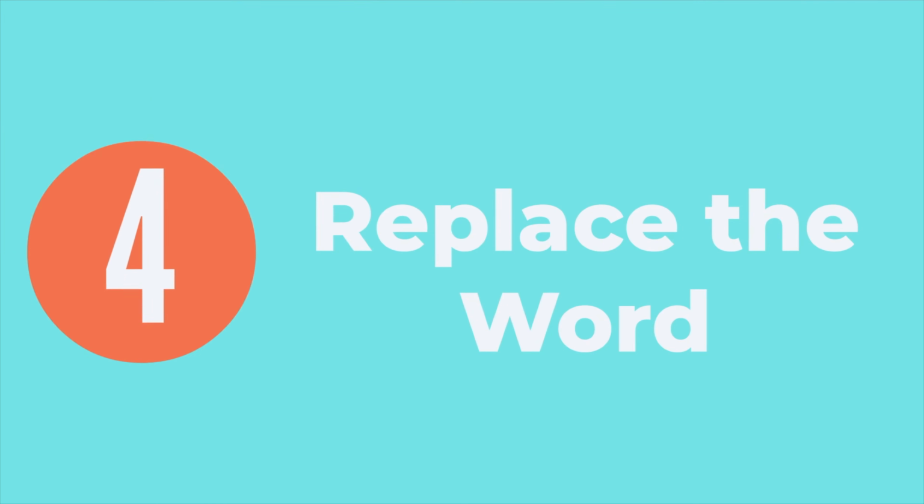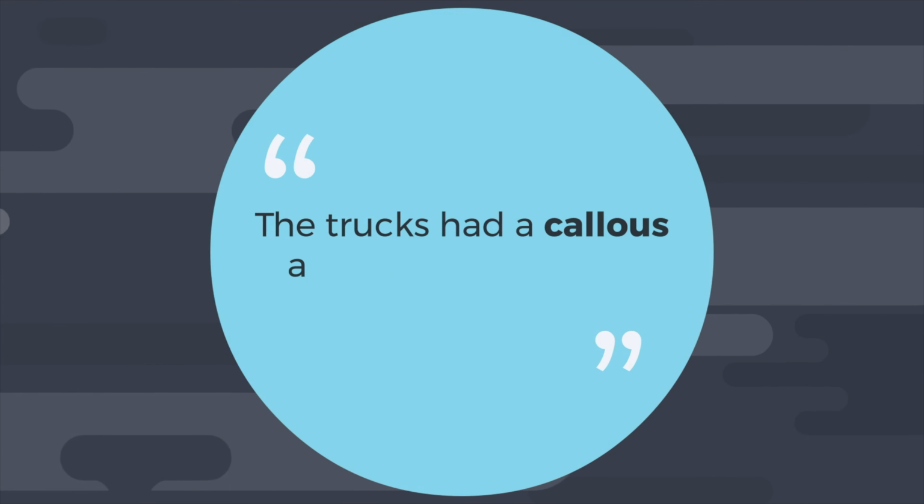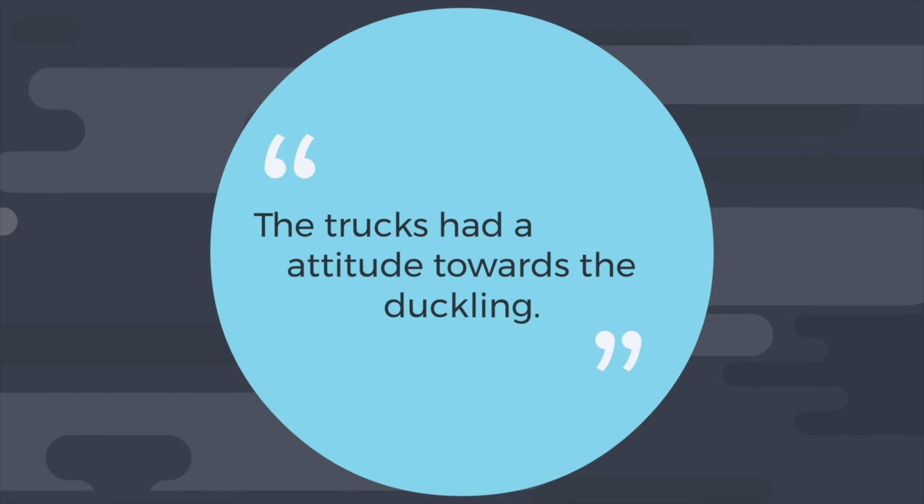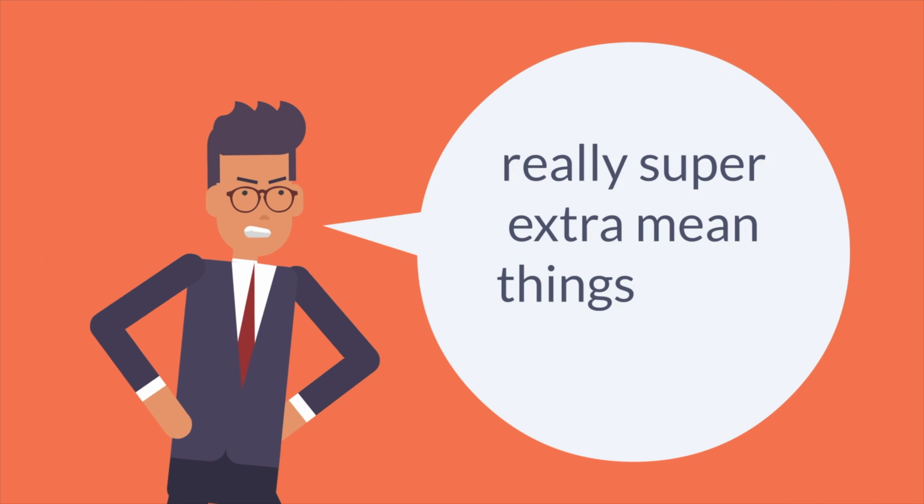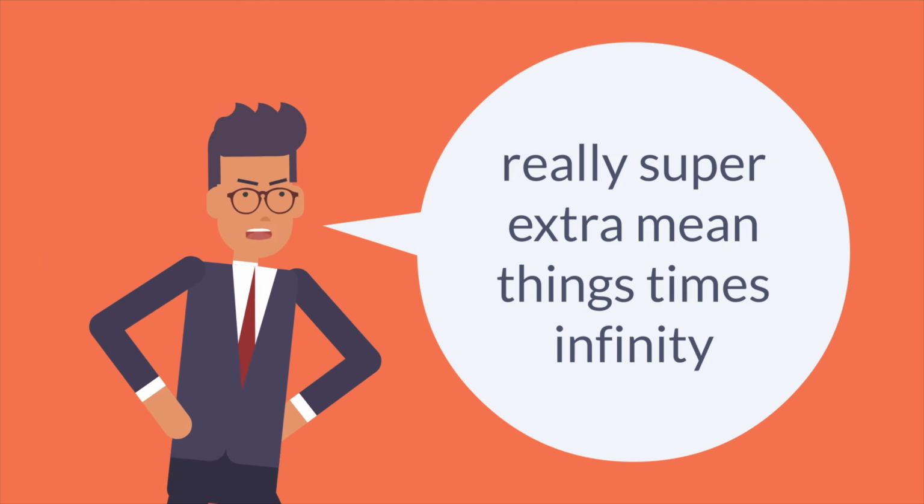Next, try replacing the tough word with a word you do know and see if it fits. The trucks had a callous attitude towards the duckling. Let's replace the word callous with nice. The trucks had a nice attitude towards the duckling. I don't think that fits. Let's try this. The trucks had a mean attitude towards the duckling. Maybe callous has something to do with being mean. That makes more sense. Replacing the word is a great way to get a feeling of what the word means.